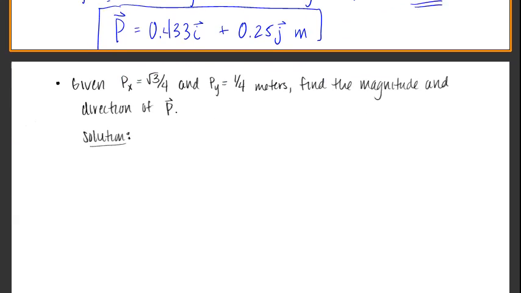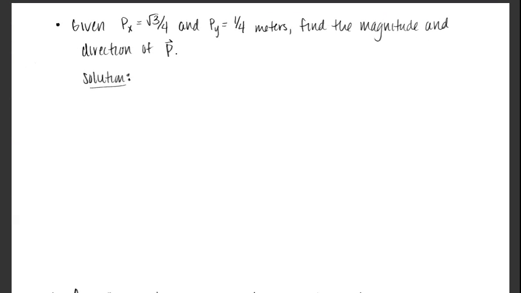Okay, let's try this again. This problem has us go in the opposite direction. Now we know the x portion of our vector and the y portion of our vector, and this time we're going to go back and find the actual magnitude and direction of it.